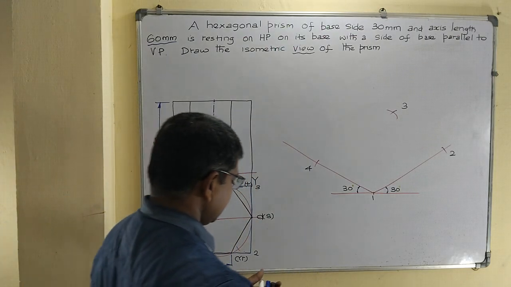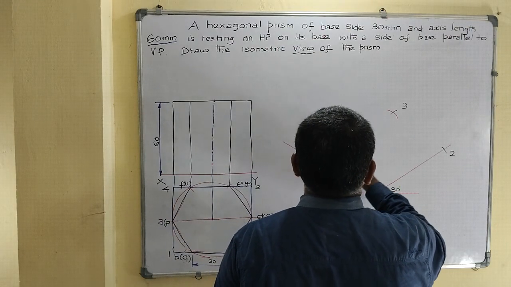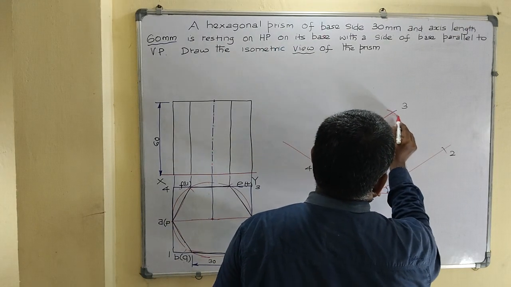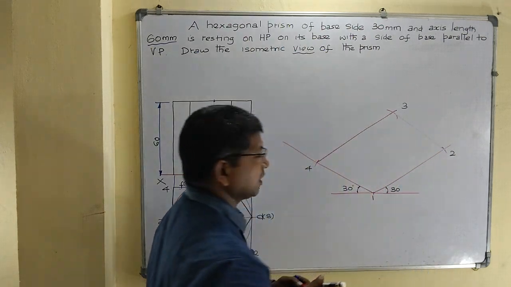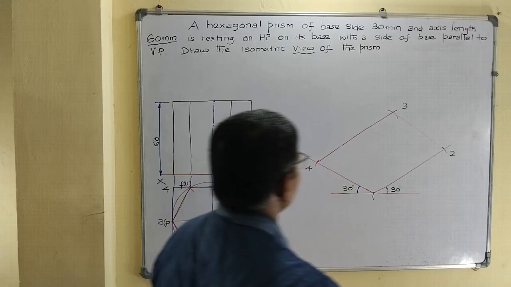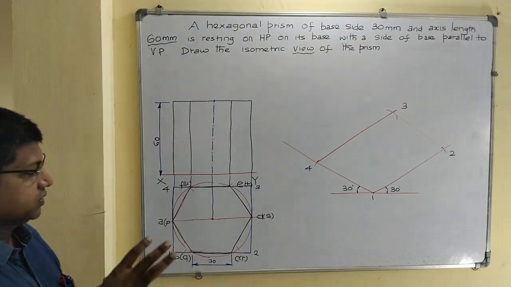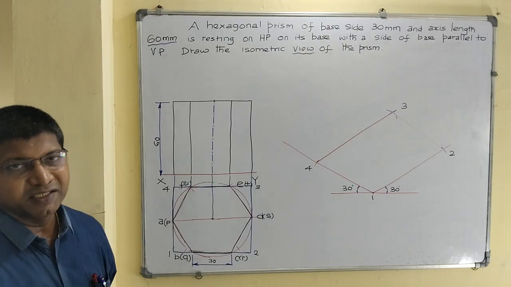Mark the point 3. Now complete the rectangular box. Complete the rectangular box by using 2H pencil. Now, after completion of this rectangular box, draw the hexagon, the base hexagon.